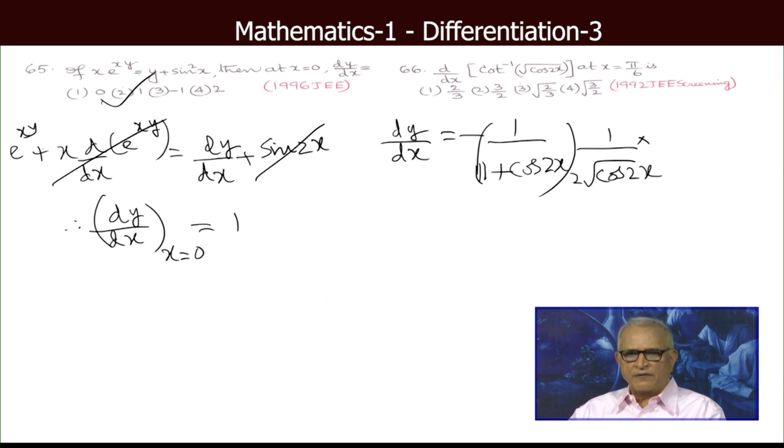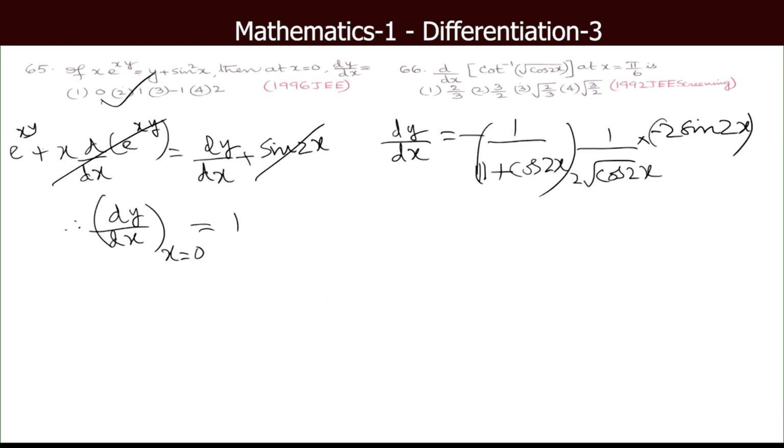It is a composition of 3 functions. The third one is cos 2x. Derivative of cos 2x is minus 2 sin 2x. Well, 2 and 2 can be cancelled, minus also can be cancelled, minus into minus plus.